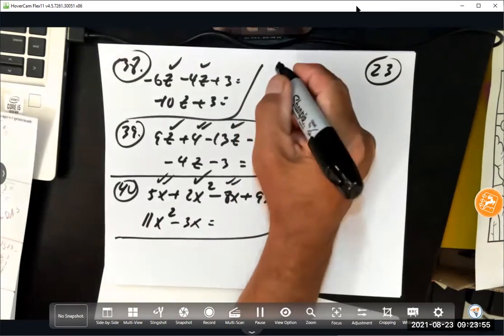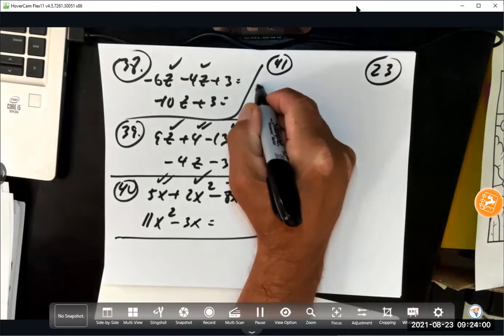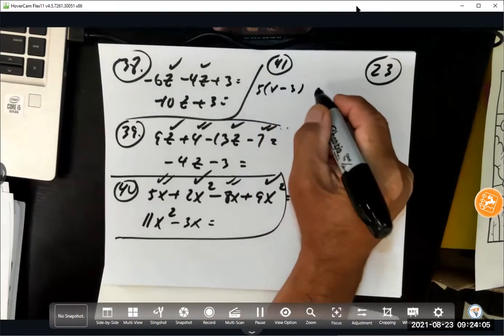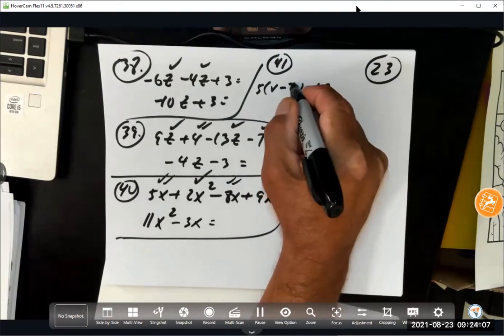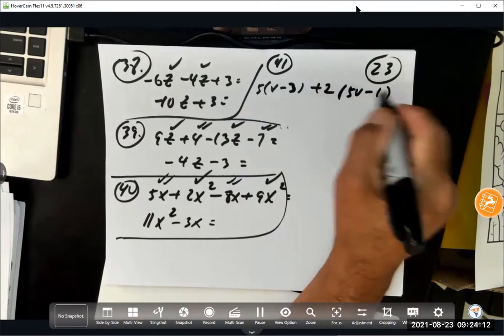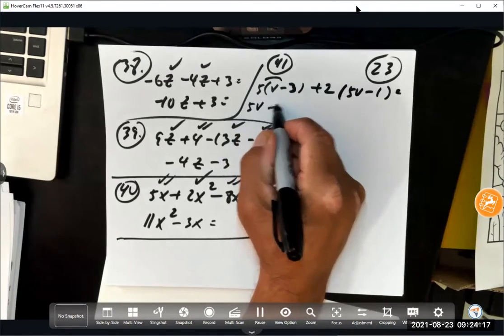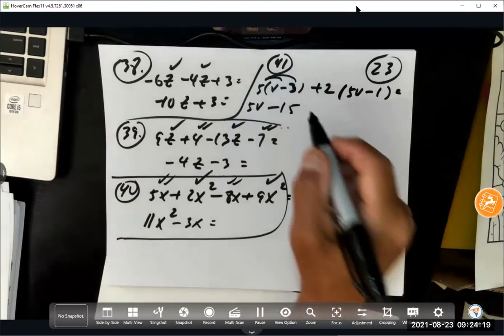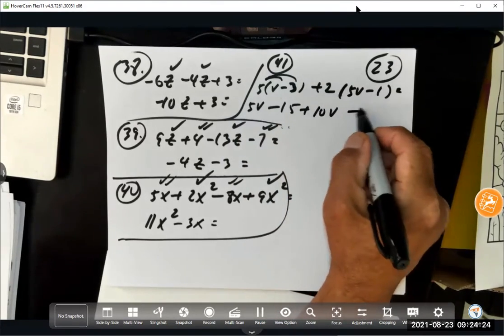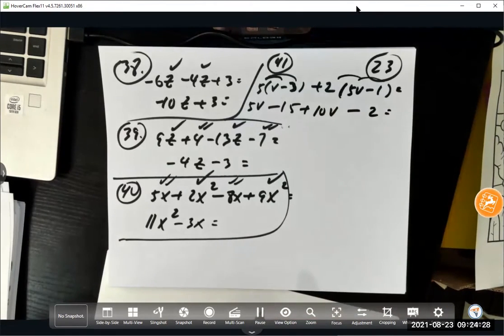All right, let's go to 41 up here. You have 5 times b minus 3 plus 2 times 5b minus 1. So this would be 5b minus 15 on these two, plus 2 times 5b will be 10b minus 2, like that.